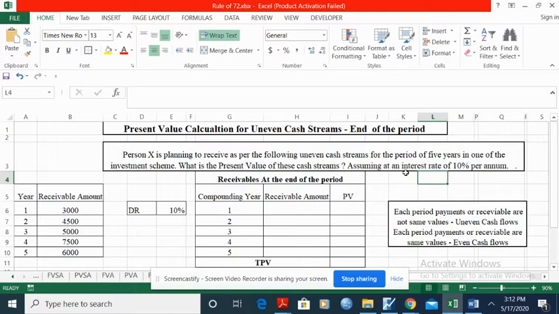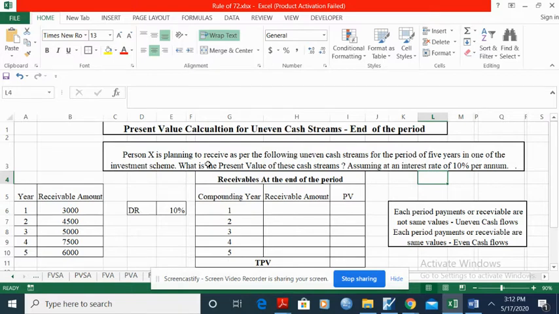In today's session, let's understand how to calculate present value for uneven cash streams. Assume that the cash streams are happening at the end of the period. In my last video, we discussed the exact meaning of even cash streams as well as uneven cash streams. So directly I will move on to the calculation part of present value calculations.